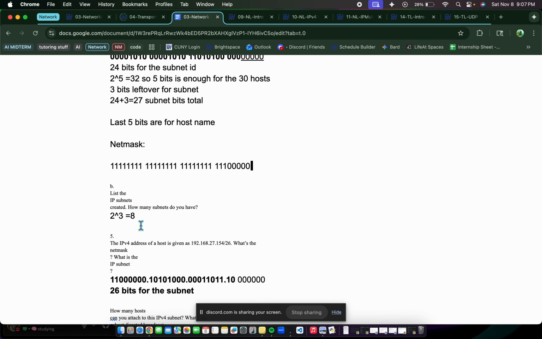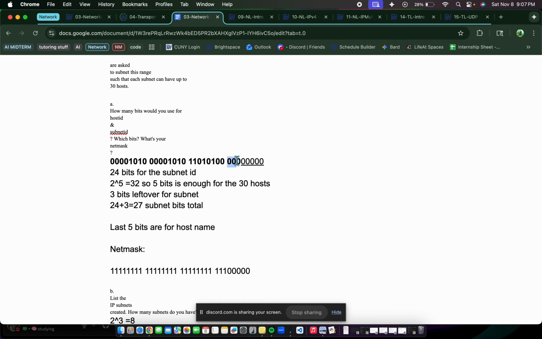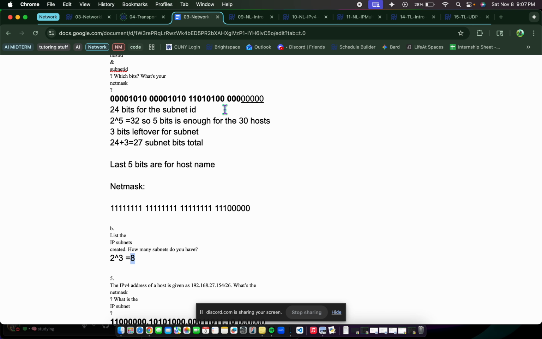Okay, and then list the IP subnets created. How many subnets do you have? So from this, we know we have 3 bits over here. 2 to the 3, 2 to the k, right? So that means I have 8 total subnets. You can kind of get the combinations from that.